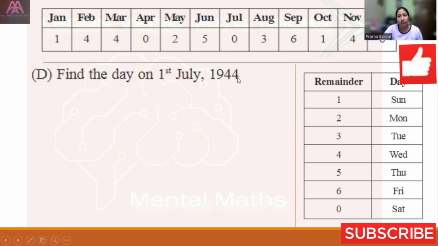ओके, दिस इज द क्वेश्चन फॉर यू। Just try it and find the day on this date, okay, and put your answers in comment box.